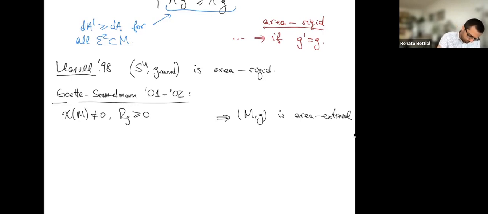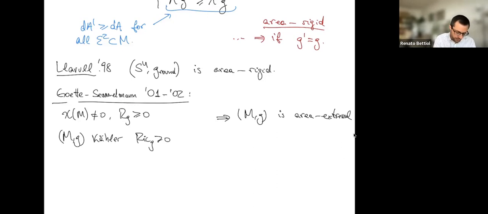And there's a companion result to this in the Kähler world. So if the manifold is Kähler and has non-negative Ricci curvature, then you also get the same conclusion. So the manifold there is also area-extremal.